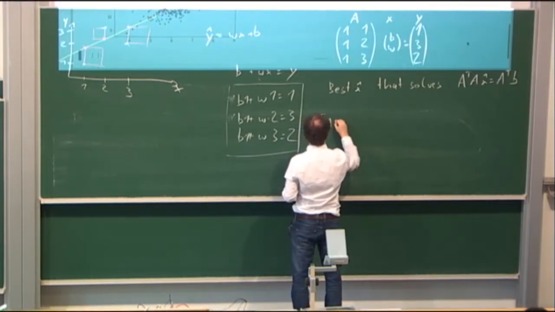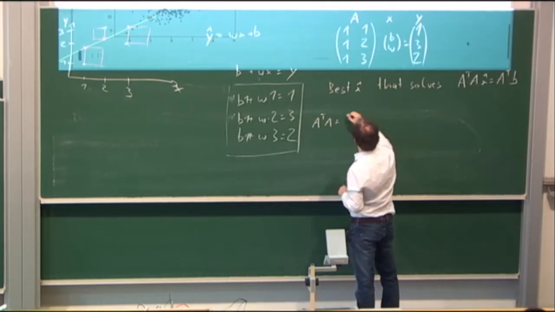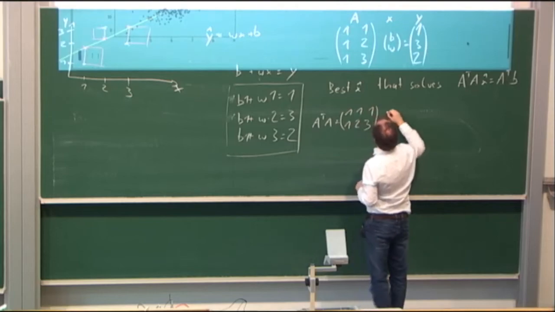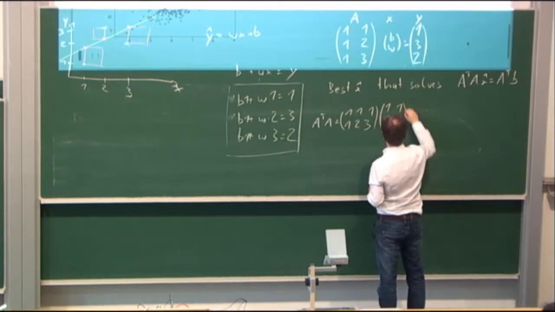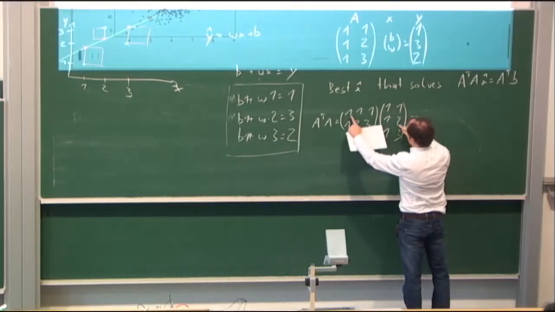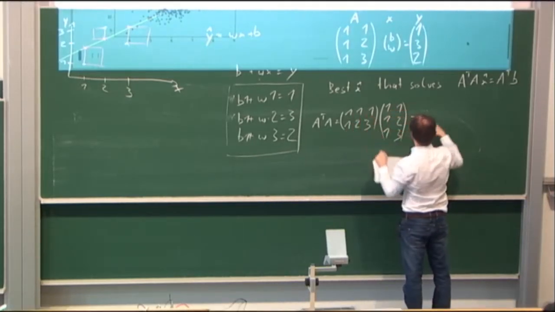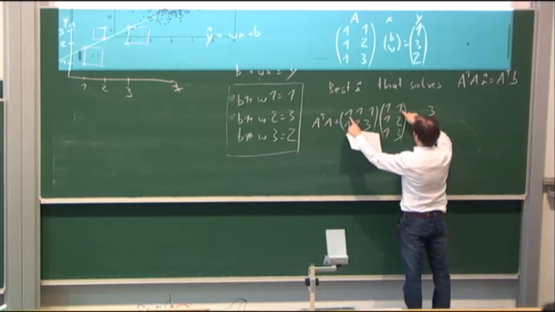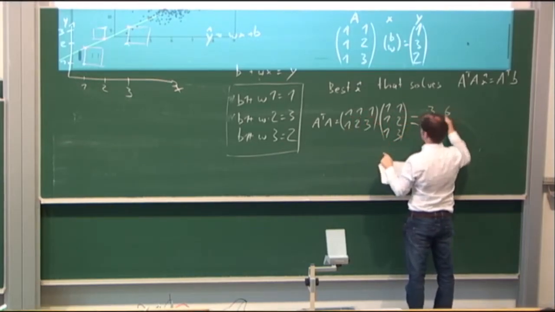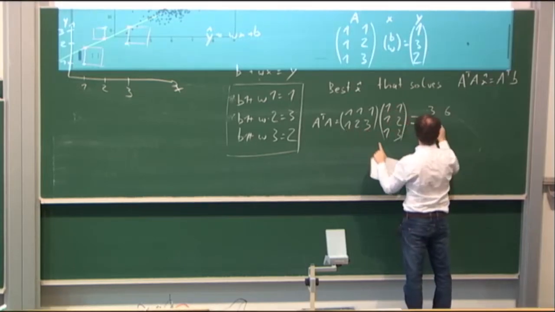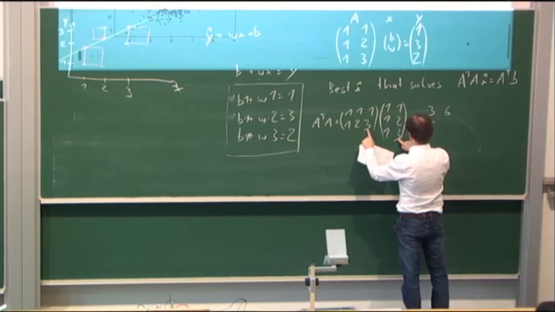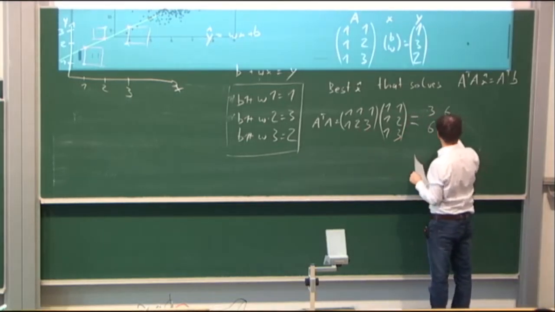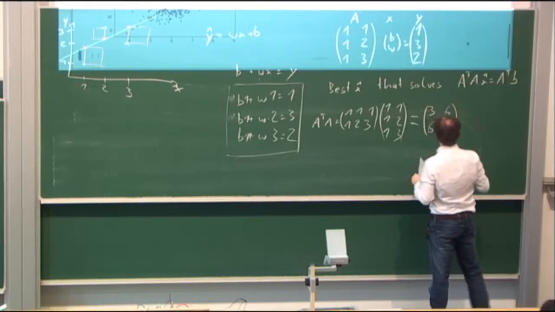A transpose A, which is, so we transpose A, 1, 1, 1, 1, 2, 3, times A, 1, 1, 1, 1, 2, 3, which is 1 plus 1 plus 1 is 3. 1 plus 2 plus 3 is 6. 1 plus 2 plus 3 is 6. And 1 plus 4 plus 9 is 14. Okay, so this is A transpose A.